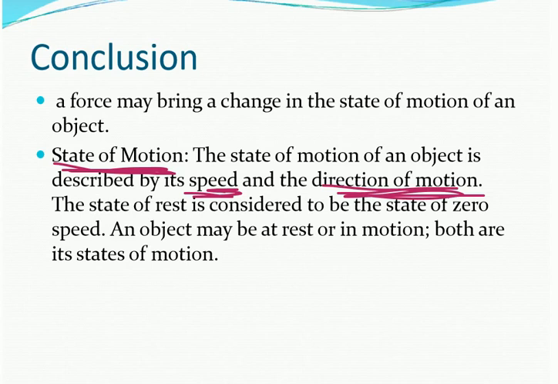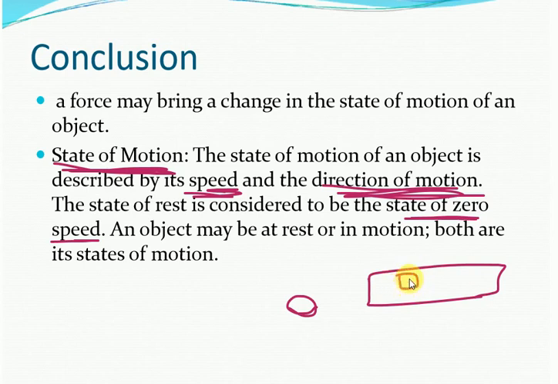The state of rest is considered to be the state of zero speed. Now suppose an object is at rest, suppose you have a book on your table. Is the book moving by itself? No, it cannot move itself. You have to pick the book up. So when your book is on the table, it is not moving. Here its speed is zero. So this is known as the state of zero speed or rest position.